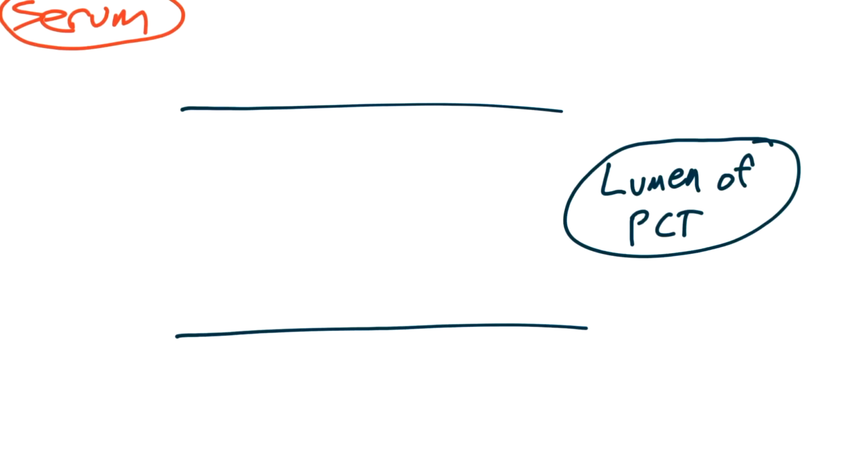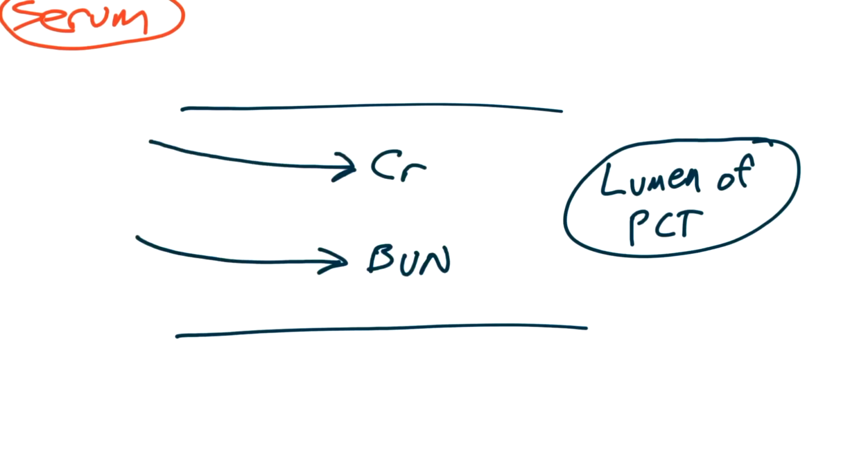Now, some of the solutes can be BUN and creatinine. Now, BUN normally gets reabsorbed by the tubules to some degree, but creatinine does not. Again, this is normally what happens. The net effect of creatinine not being reabsorbed and BUN being reabsorbed means that the BUN to creatinine ratio in the serum is about 15.